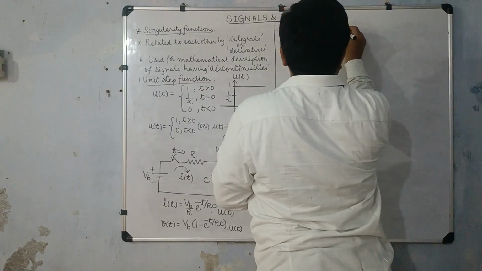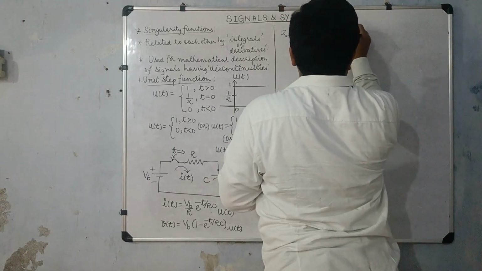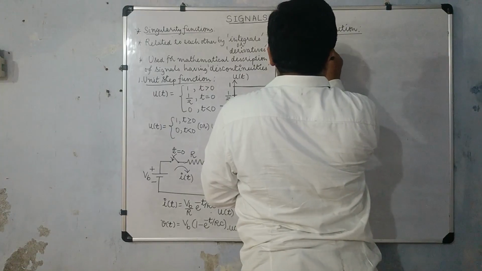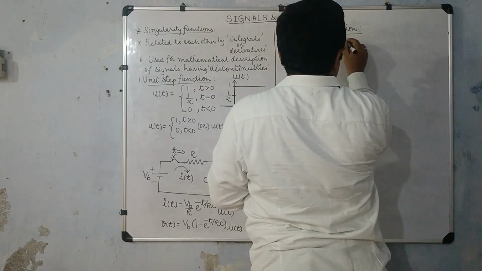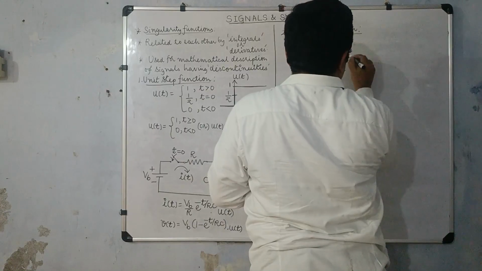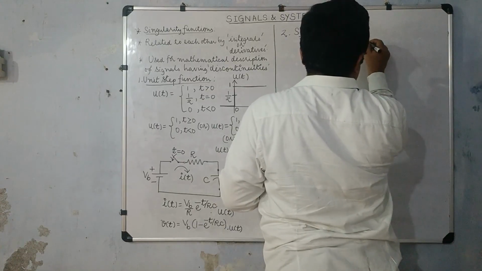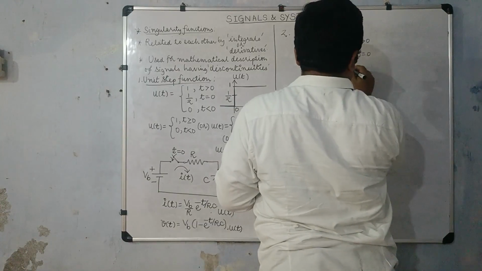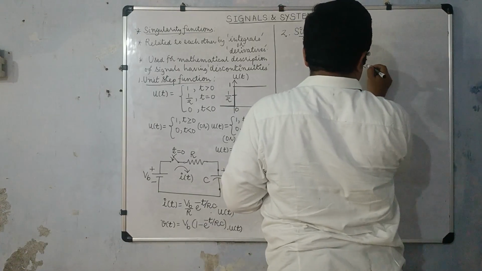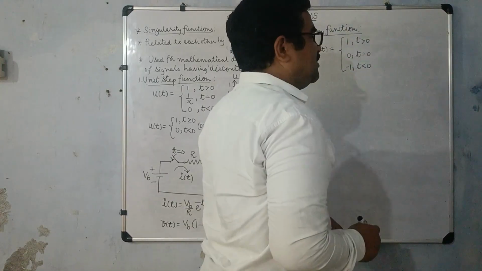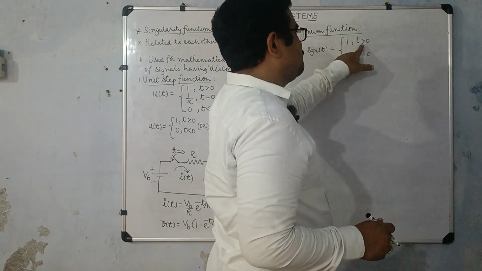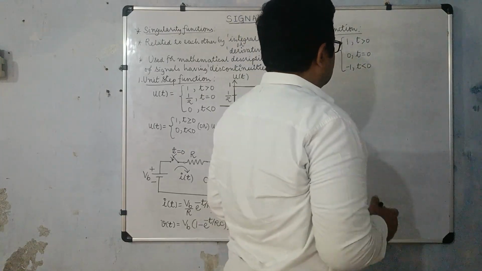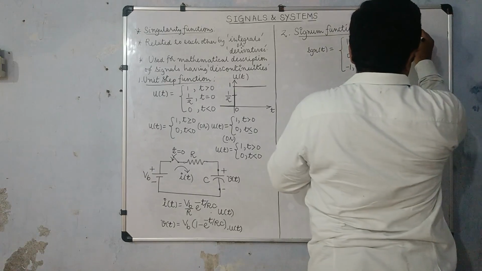Signum function. The signum function, defined by Sgn of t, is equal to 1 for t greater than 0, 0 for t equal to 0, and minus 1 for t less than 0. That is, for positive time it is positive and equal to 1, for negative time it is negative and equal to minus 1, and it is 0 at t equal to 0.